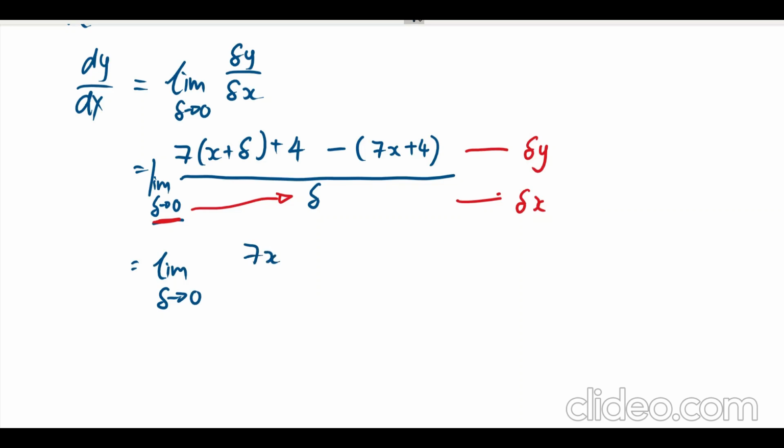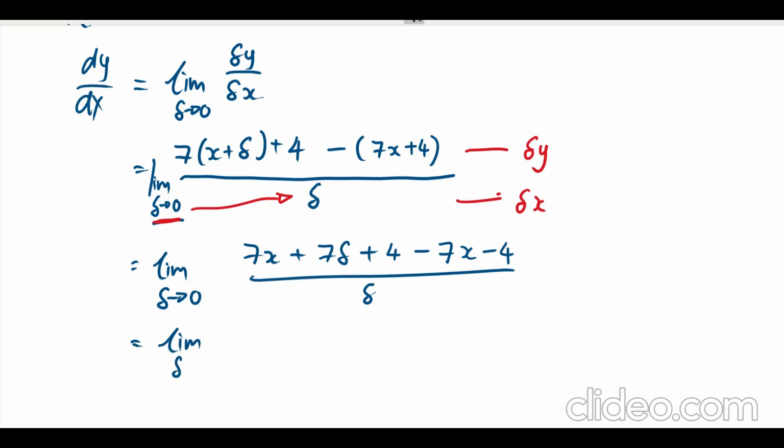Okay, 7x plus 7 delta plus 4 minus 7x minus 4 over delta. Then you realize that delta approaches 0. 7x minus 7x gone, 4 minus 4 gone, you are left with 7 delta over delta, which would be equal to 7, because the delta is now gone.